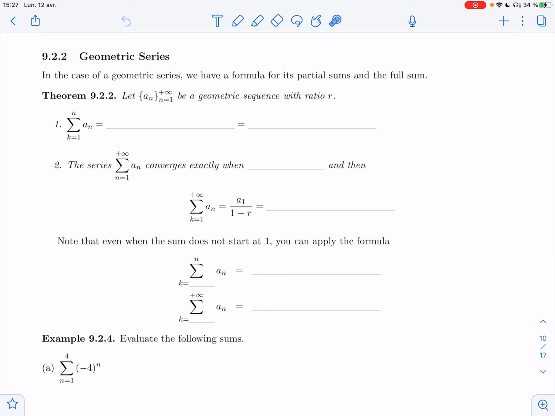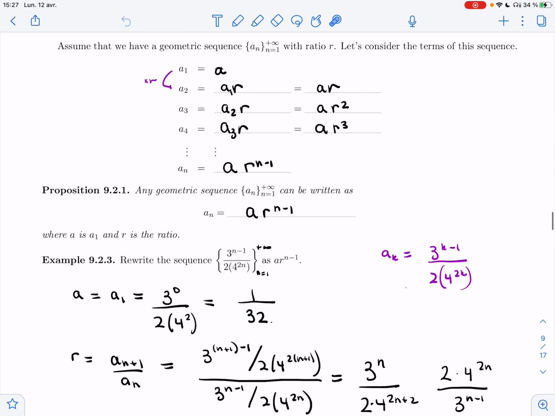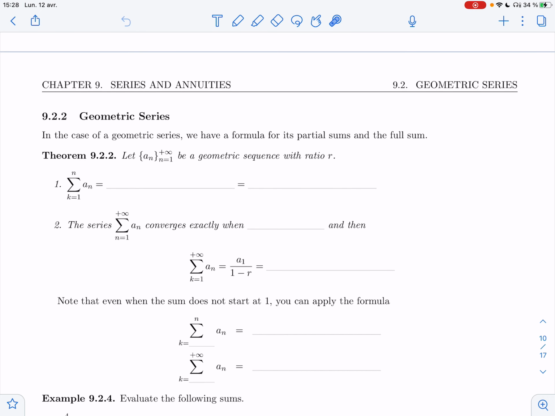All right, in this section, section 9.2.2, we'll be looking at geometric series. We just looked at geometric sequences and we saw that they all look like this. Now we're ready to try to add up all the terms in a geometric sequence. So in the case of a geometric series, we have a formula for its partial sum and for the full sum. So, theorem 9.2.2: let a_n be a geometric sequence with ratio r.